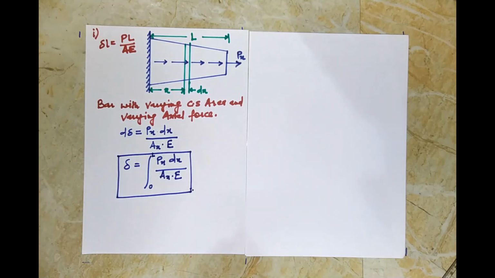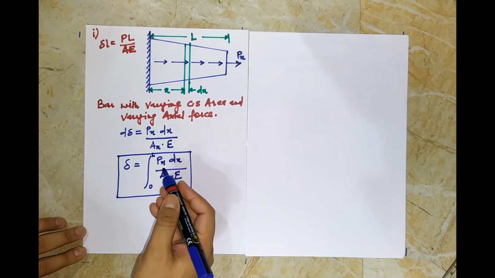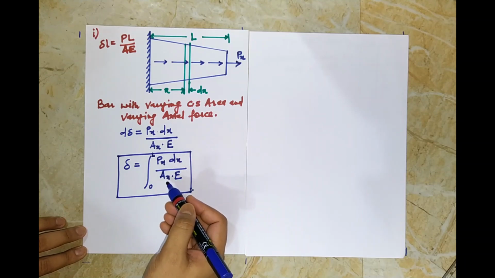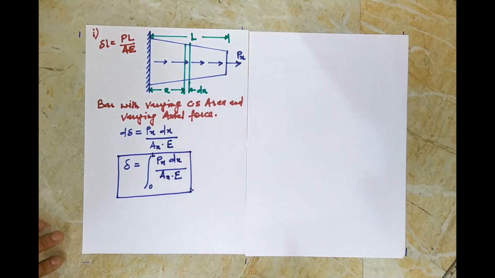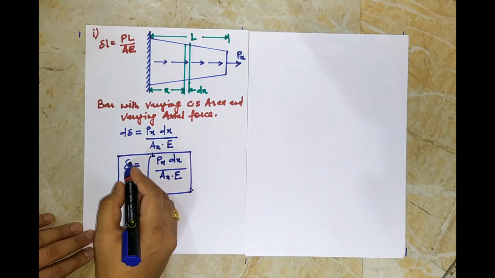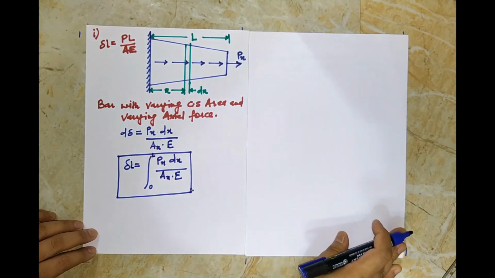Okay, if we know the variation pattern of loading and area of cross section, we can easily integrate and find out the total length or change in length. This is del L.